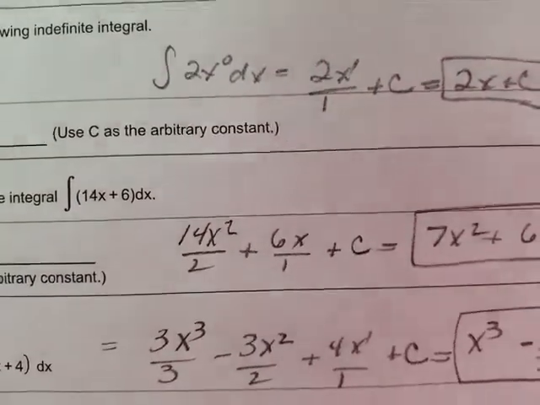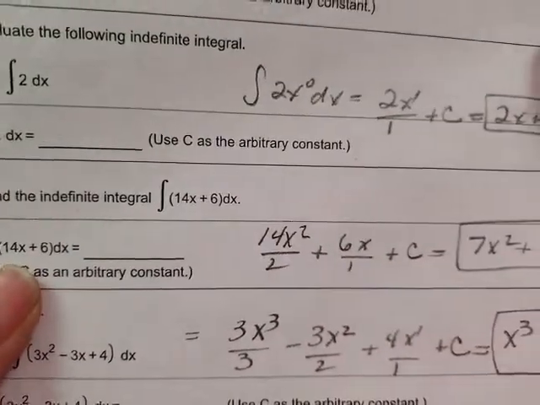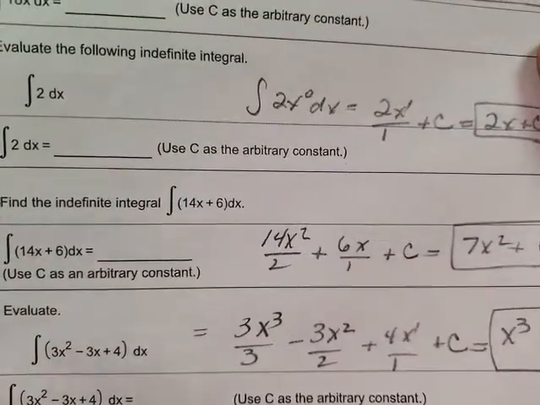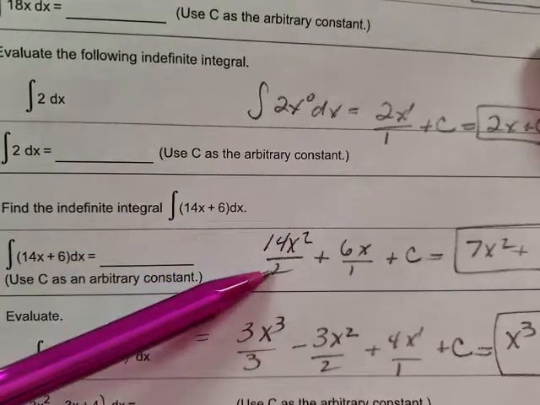All right, number 4. Integrating 14x plus 6. So again, I'm going to add 1 to my exponent. Right now, this is 14x to the 1. So when I add 1 to it, it's 2 and divide by 2.